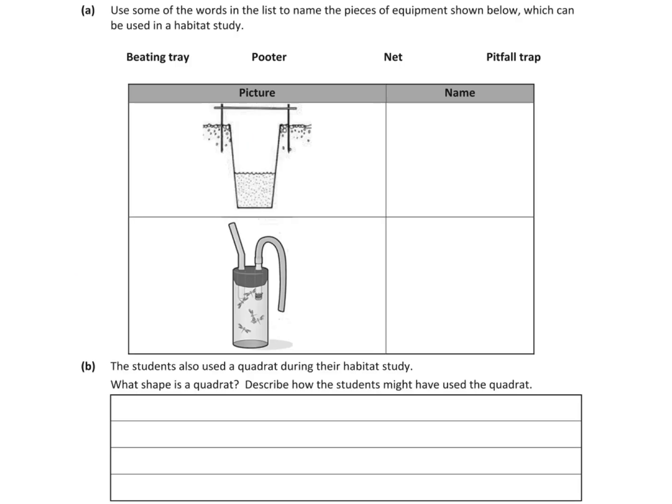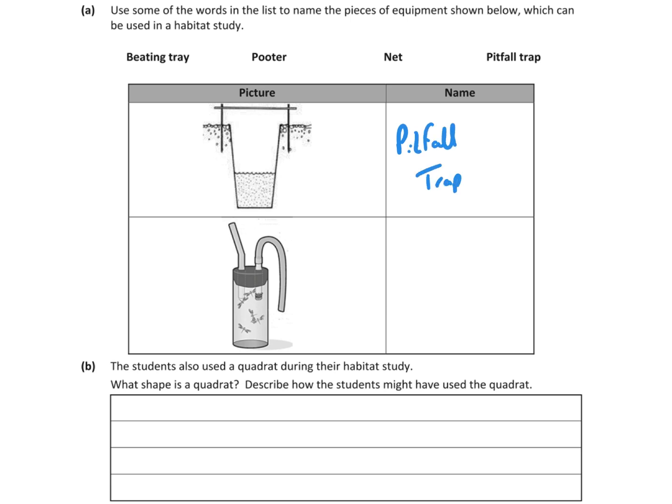So we have an exam question here based on ecology and the pieces of equipment we just looked at. So the first one says, use some of the words in the list to name the pieces of equipment shown below, which can be used in a habitat study. So we have beating tray, pooter, net and pitfall trap. And we can see here there's a trap set into the ground. So that one there is our pitfall trap.